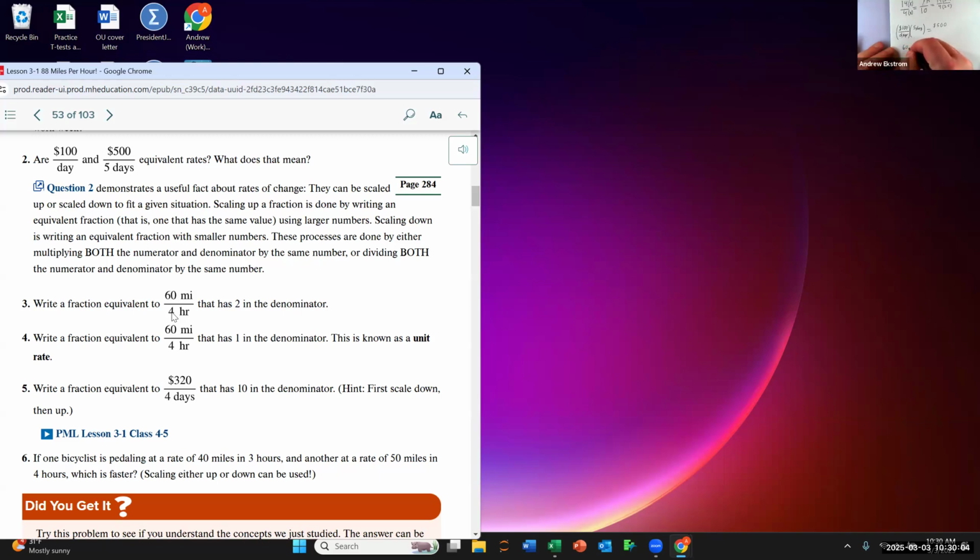This is saying 60 miles in 4 hours is equal to some number of miles in 2 hours. And you already told me that this is going to be a 2 and a 2. Since I'm multiplying by 2 over here, when I bring it to the other side, what do I have to do? Divide by 2, right?